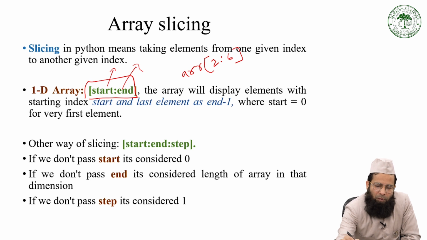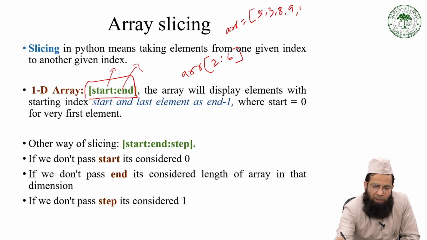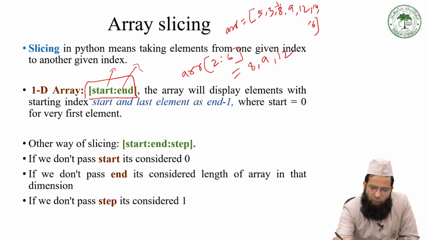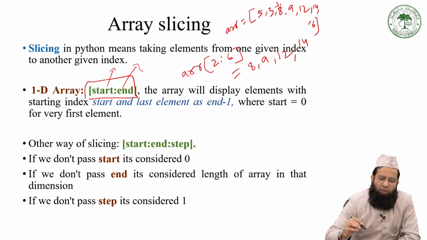So if suppose I am having elements as, let's say, 5, 3, 8, 9, 12, 14 and then one more, 16, right? So what should be the value of this array slice? It would give me 8, 9, and then 12. So this is index 2, 3, 4, 5 and then 14. So it would give me this value.